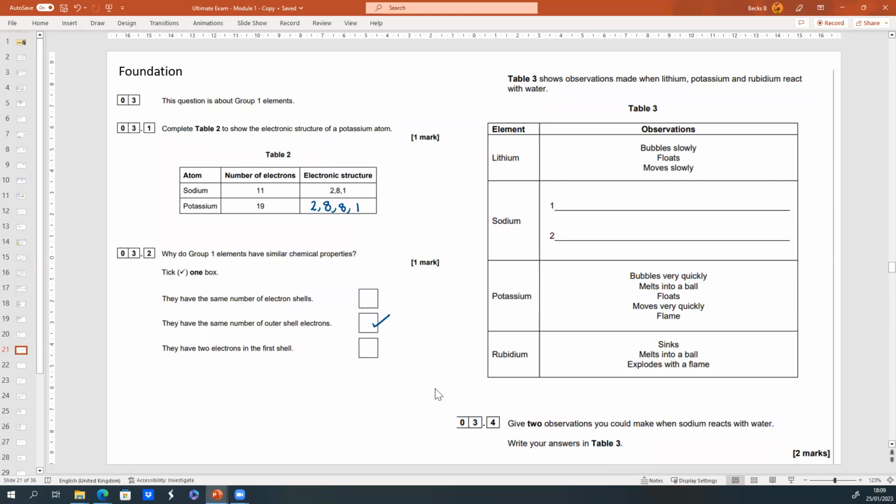Okay, so lithium, there's bubbles slowly, floats, moves slowly, and then as we've got down to potassium, it bubbles very quickly, melts into a ball, floats, moves very quickly, and we get a flame. So this one we're going somewhere in between.